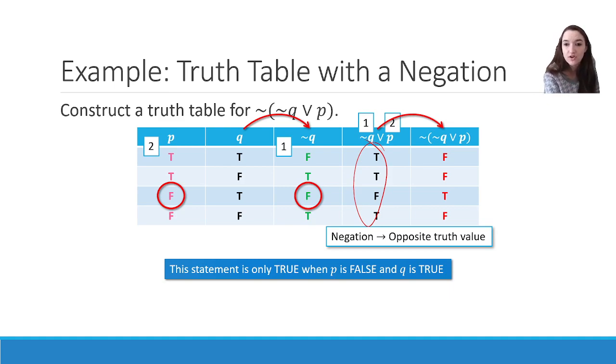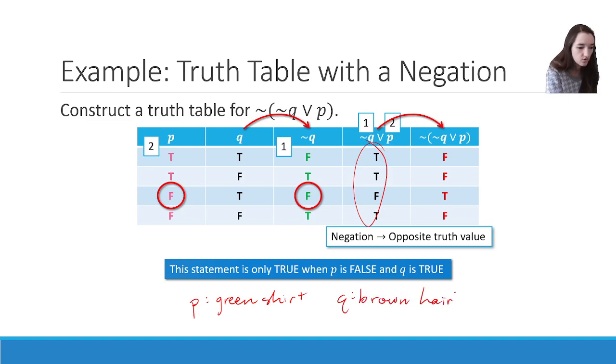Now, if I asked you to translate this into English, using the example I just said, we want P to be false here. So P, I'll make that the green shirt. Q is brown hair. So here we would have, it is false that I don't have brown hair or I am wearing a green shirt. If I said all of that together, would you know that I'm telling you the truth?